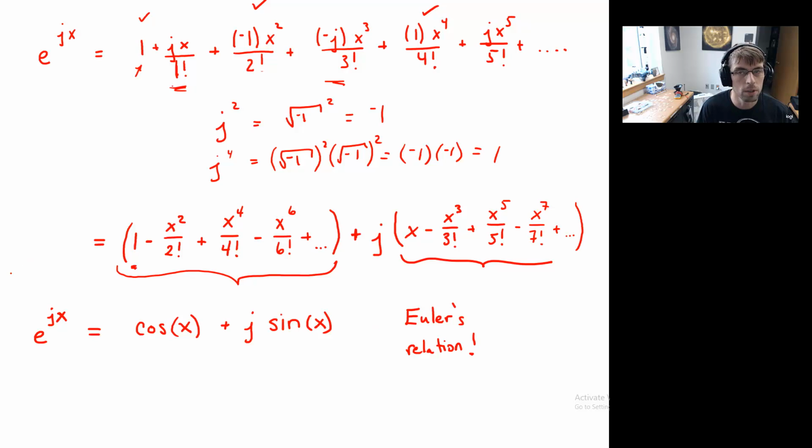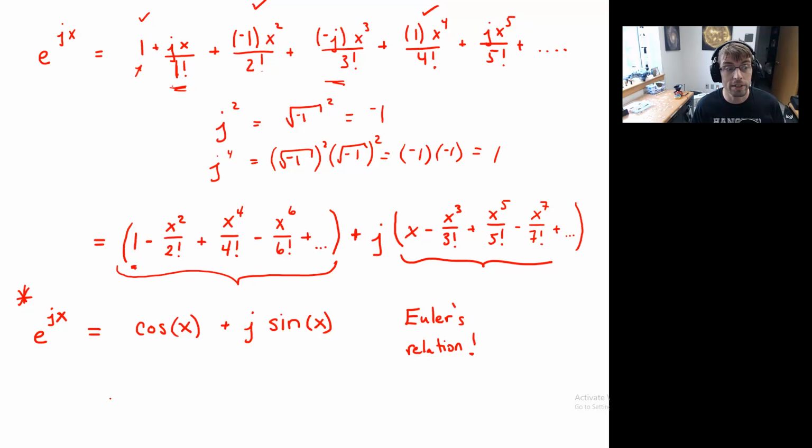And you will want to have this in your memory banks. This is so stinking important. Have it memorized. You want to have Euler's relation memorized. It comes up so often. It's so helpful. You don't want to have to look it up. Okay?